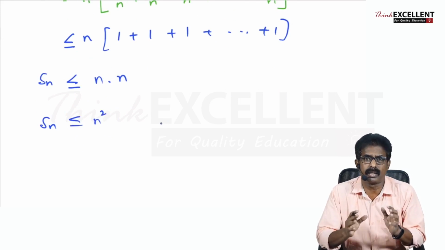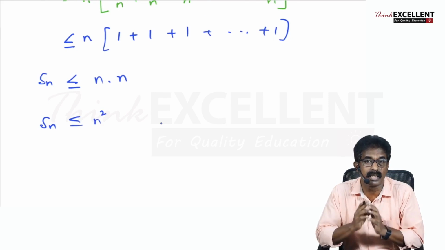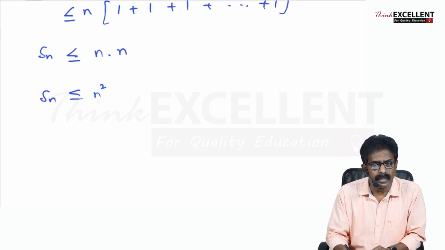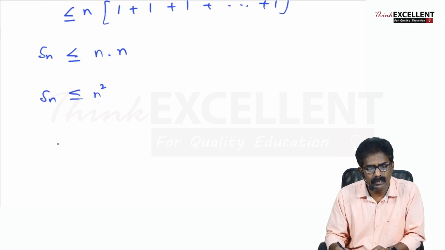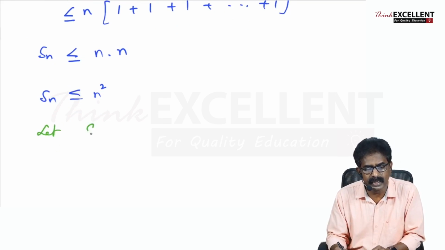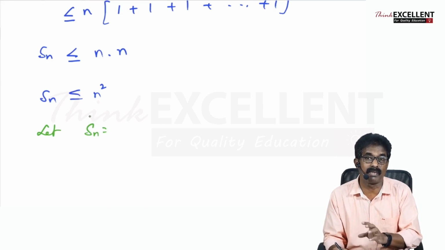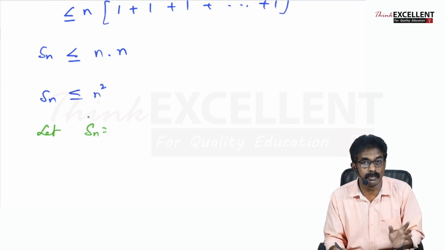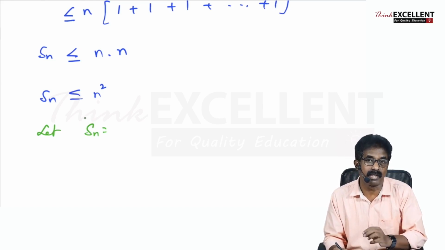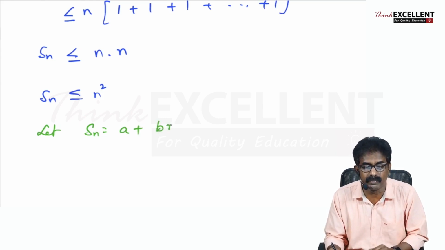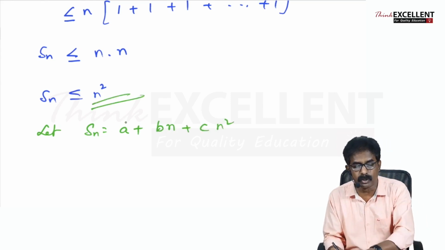So one thing you got, your answer is going to be something less than n square, okay? So now listen. What we are going to do, we write, let Sn be equal to a polynomial of maximum degree 2. Instead of a function of x, we are going to write a function of n, because up to n terms, right? Normally we write a plus bx plus cx square like that, right? So a plus bx, instead of x, you write n, plus c n square. Maximum should be n square, not more than that.